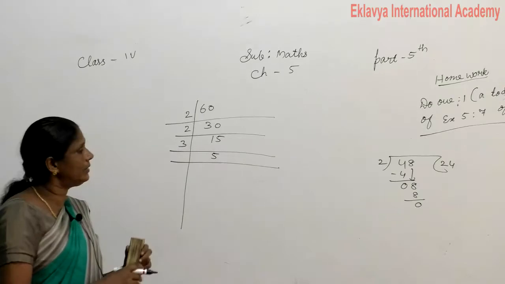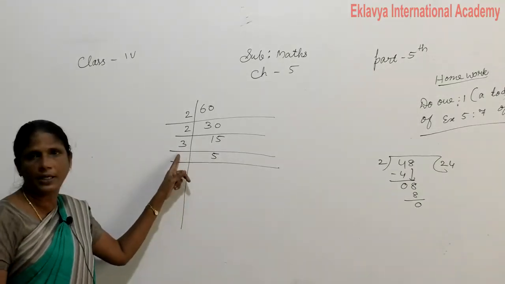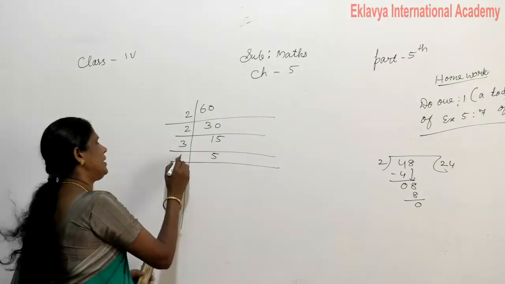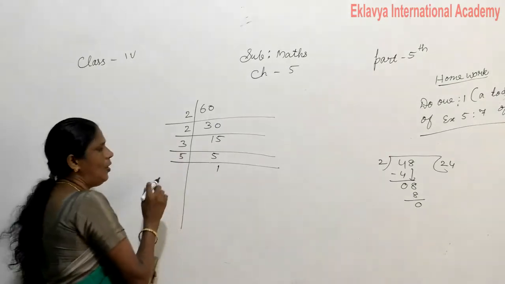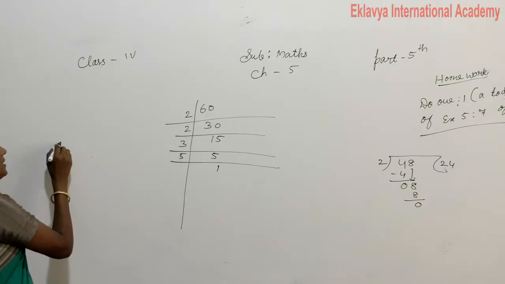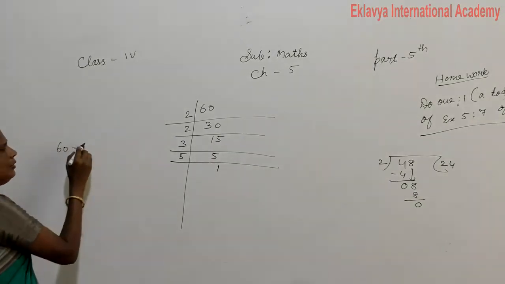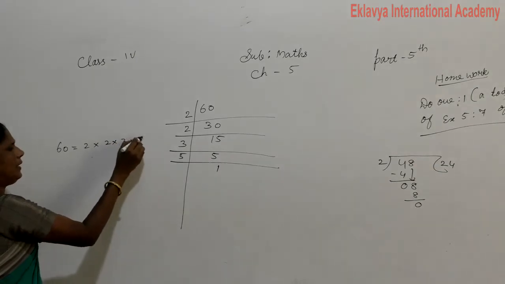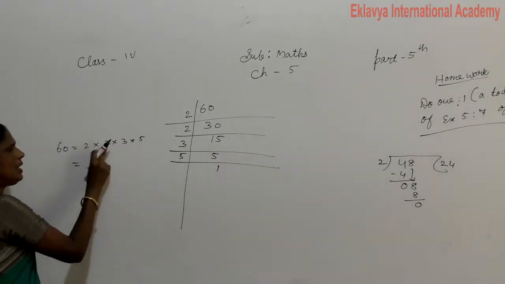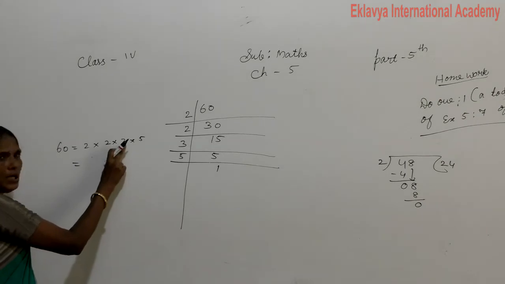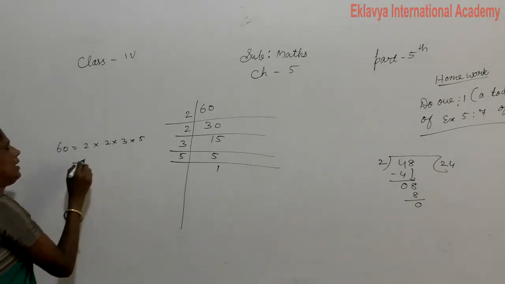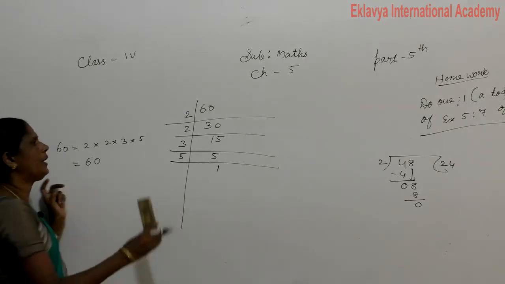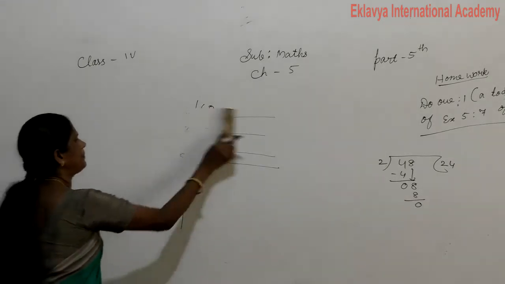Again you check whether this number is divisible by 3. No. The next prime number is 5. This number is divisible by 5. Okay. Then 60 is equal to 2 into 2 into 3 into 5, that is 2 2s are 4, 4 3s are 12, 12 5s are 60. You understand this? Okay, one more question.